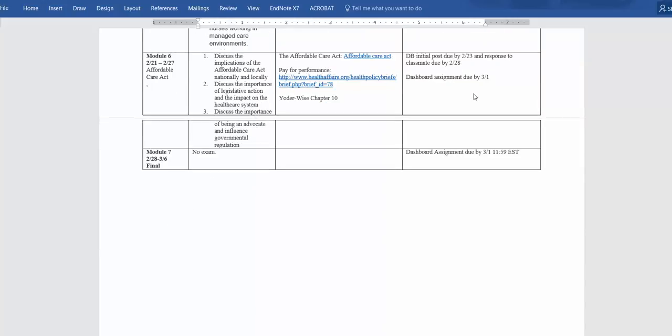And then Module 6 is February 21st. You have a discussion board again that week, and it reminds you again your dashboard is coming up, so you want to keep working on it.